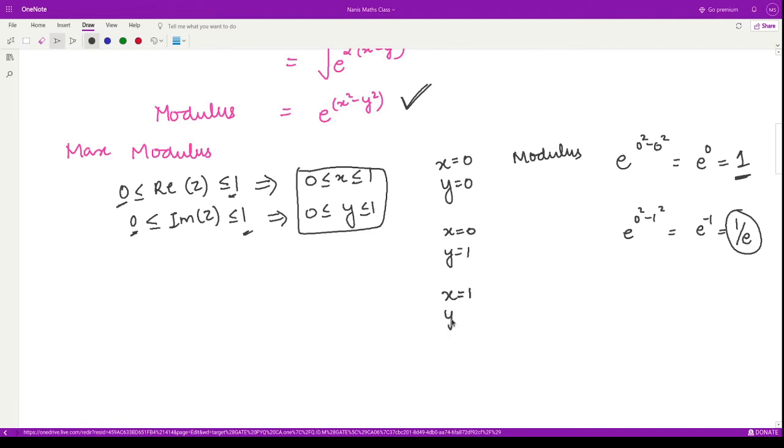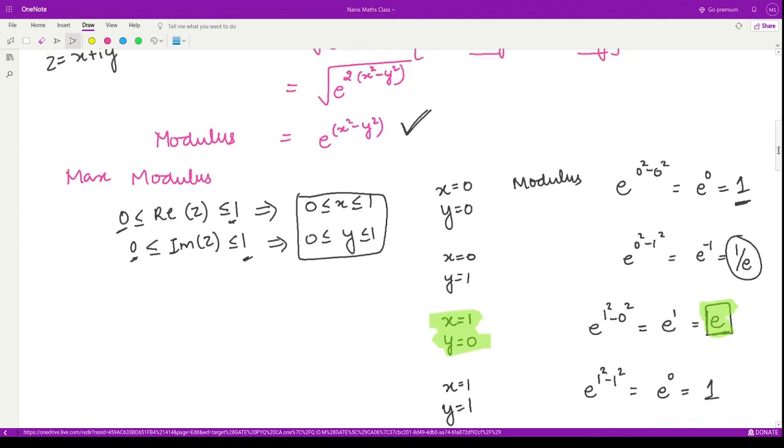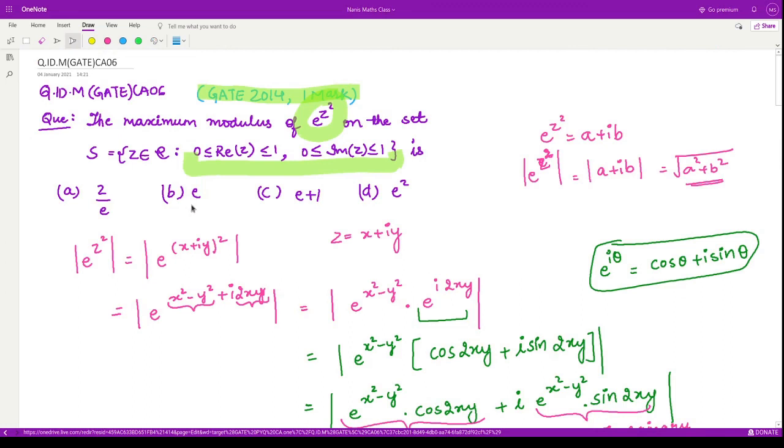If x is 1 and y is 0, in that case we would have e to the power 1 square minus 0 square, that would be e to the power 1, which is e. And lastly we'll substitute x is equal to 1 and y is equal to 1. In this case we would have e to the power 0, which is equal to 1. So out of these four, we can clearly see that the maximum value is e, when x is equal to 1 and y is equal to 0. So we can state that the maximum modulus of the given function is e.